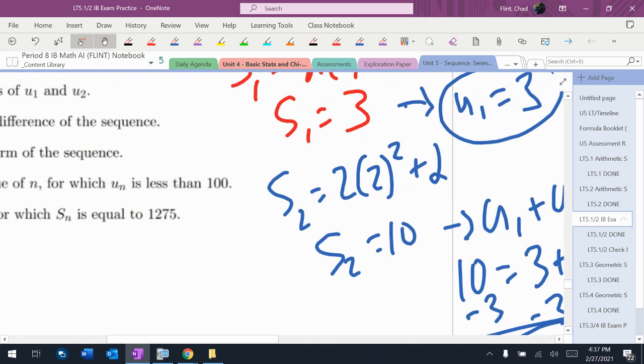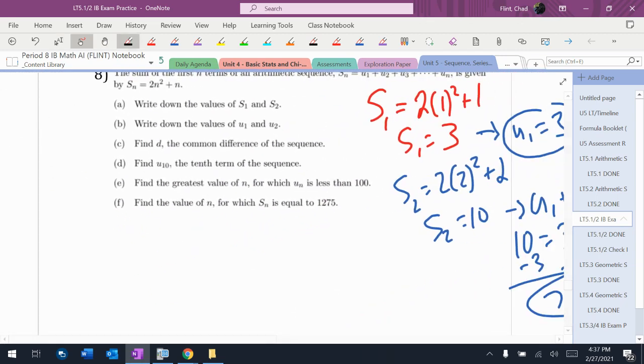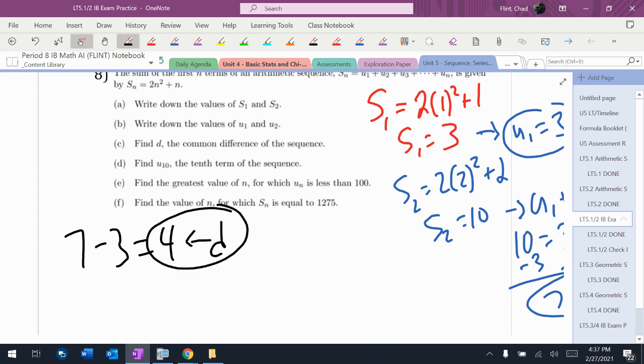Then it says find the common difference. All right, so the common difference, the second term was 7, so it's 7 minus 3 is 4. That's the common difference. All right, so basically we're just playing a game where we have to use algebra, really simple algebra, to figure out the first terms. So then it says find U10.